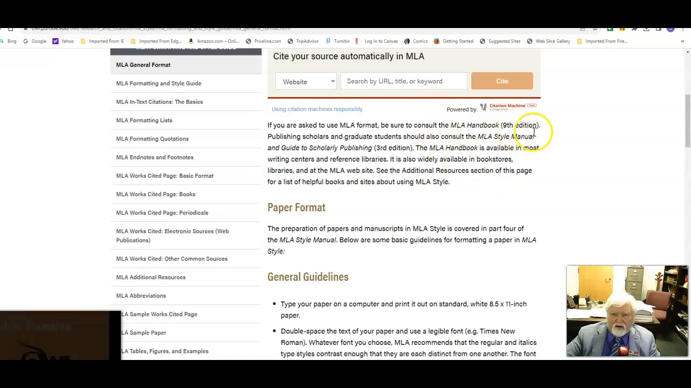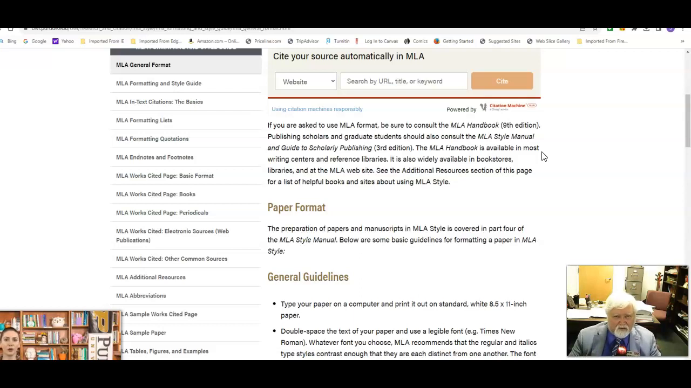You can consult the MLA Handbook, 9th edition. I have details about the 8th edition for you up there. The difference between the 8th and 9th is very minimal. It basically refers to the change in how to do your citations, and I cover that in a different part. But the paper format, this is something we need to make sure that you understand.